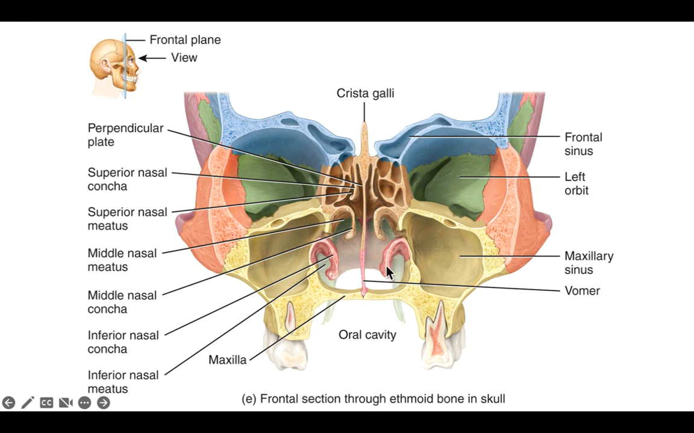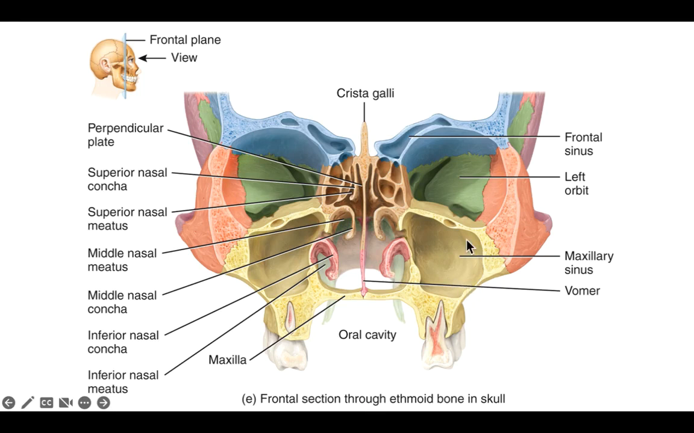Concha comes from the word conch, like a conch shell. Those are those seashells that kind of have a spiral pattern to them. So these kind of spiral into the nasal cavity. So there's the superior, middle, which is part of the ethmoid bone, and there's the inferior nasal concha.